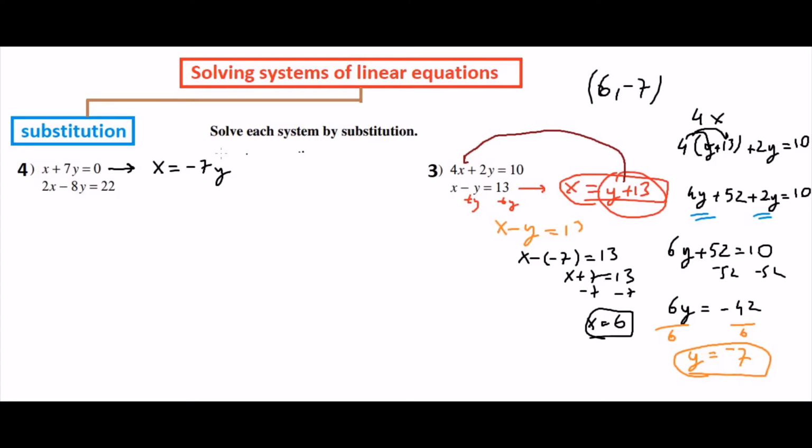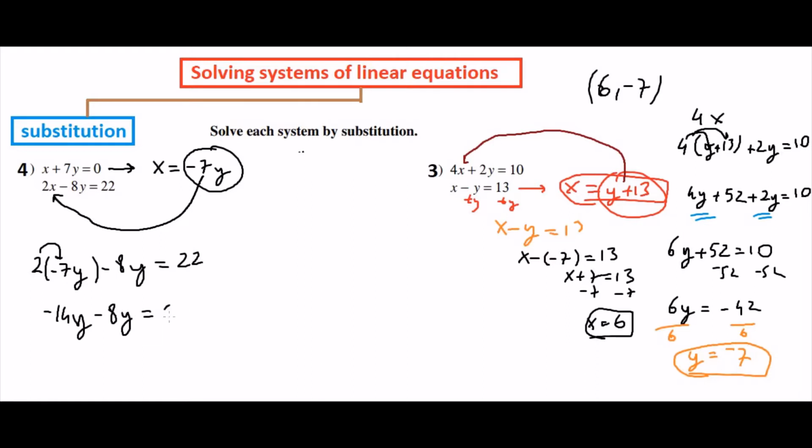So the x value is negative 7y. I'm going to plug this into x because that's what x equals. So 2 times, instead of x, I write negative 7y, minus 8y equals 22. Here I'm going to distribute 2 inside. So negative 14y minus 8y equals 22. If you combine y values, you get negative 22y equals 22. And if you divide both sides by negative 22, y equals negative 1.